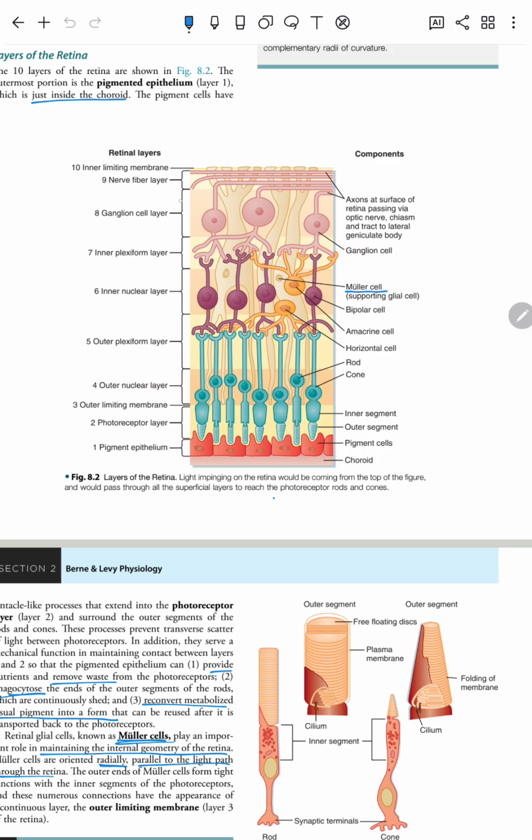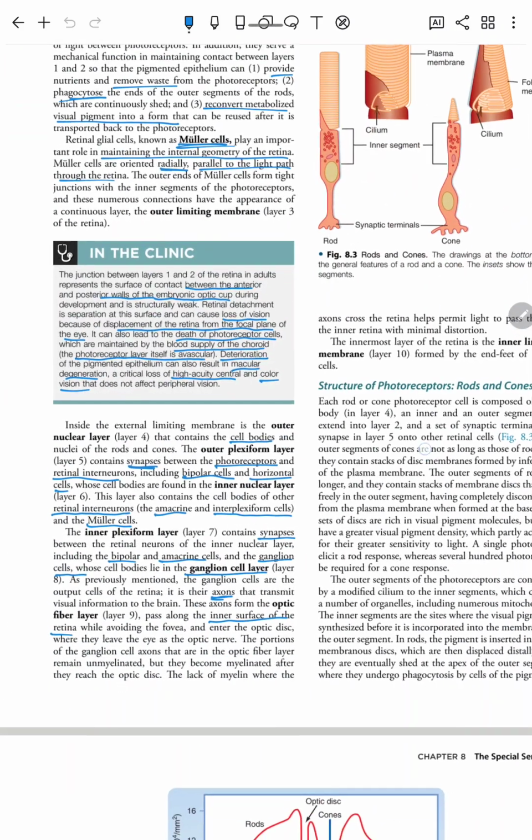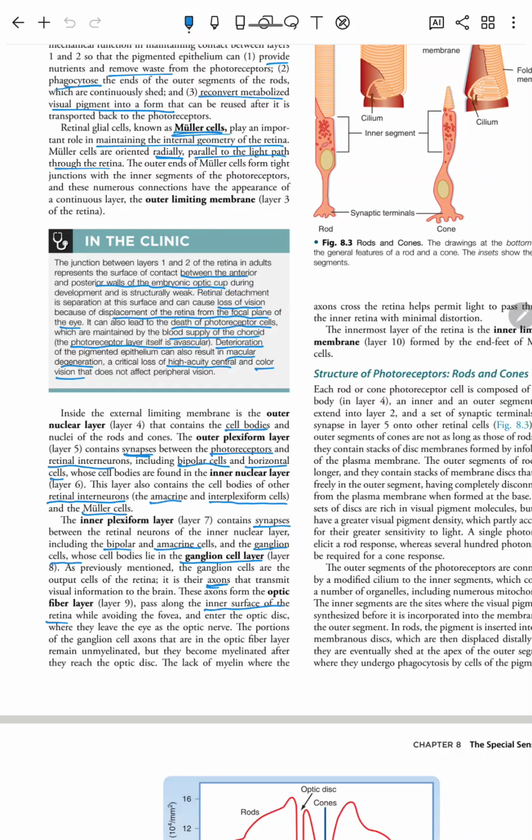Next is the nerve fiber layer, the ninth layer. These axons form the optic fiber layer and pass along the inner surface of the retina while avoiding the fovea and enter the optic disc, where they leave the eye as the optic nerve.